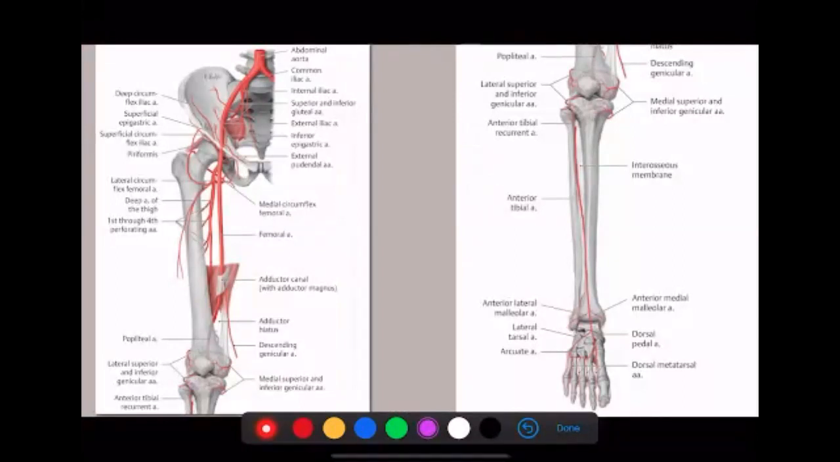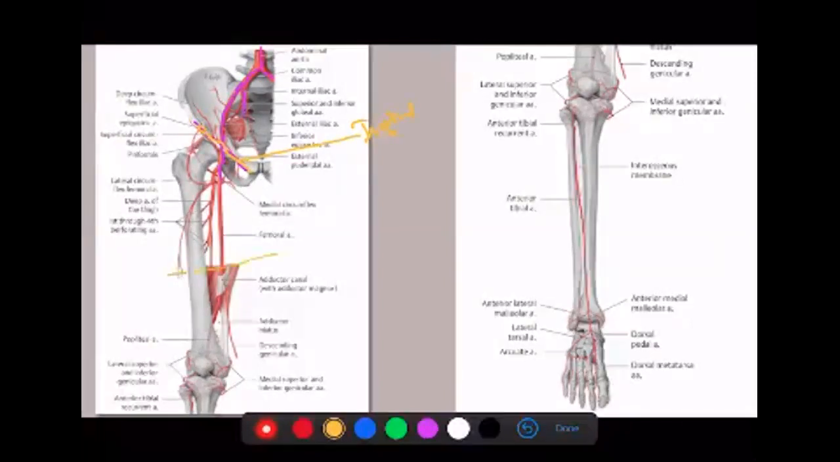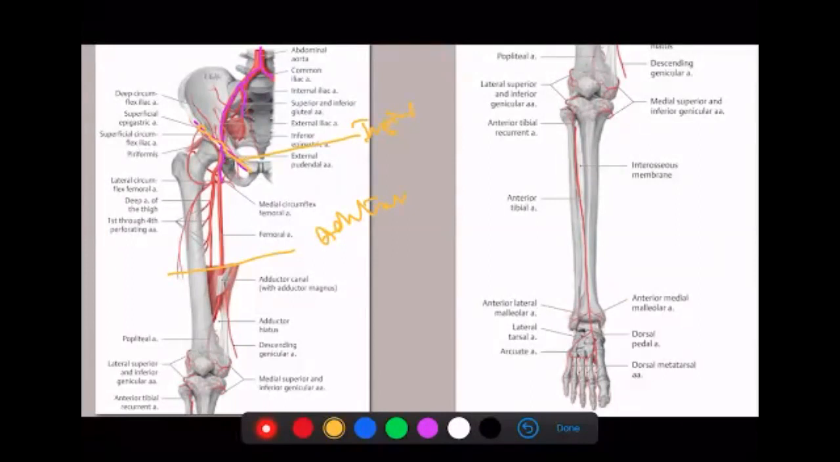You see, this is the zoom picture. Aorta, right and left common iliac, and it is again divided into external and internal iliac artery. The external iliac artery continues as the femoral artery beyond the inguinal ligament. Inguinal ligament, adductor canal, and then again here it is the popliteal fossa. This is the posterior view, this is anterior.